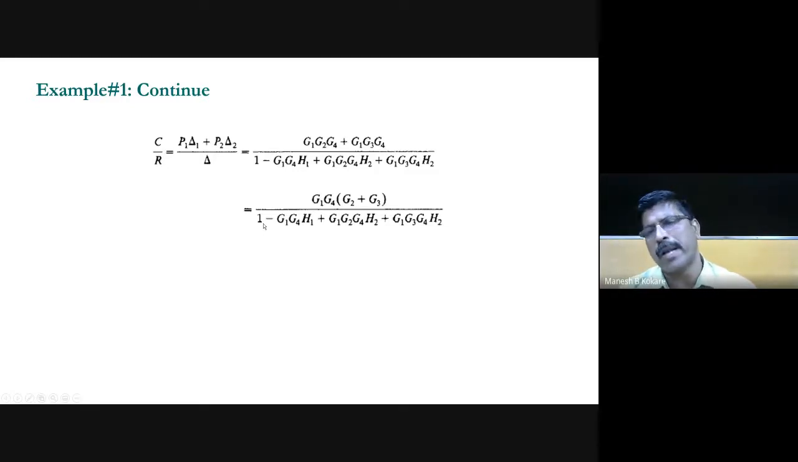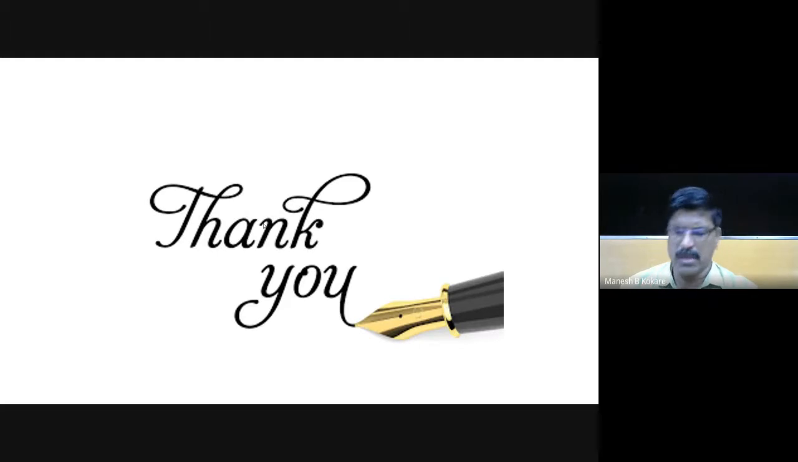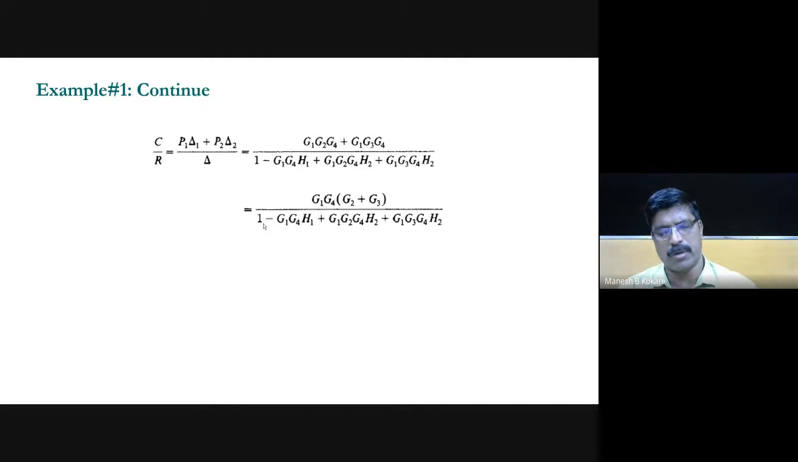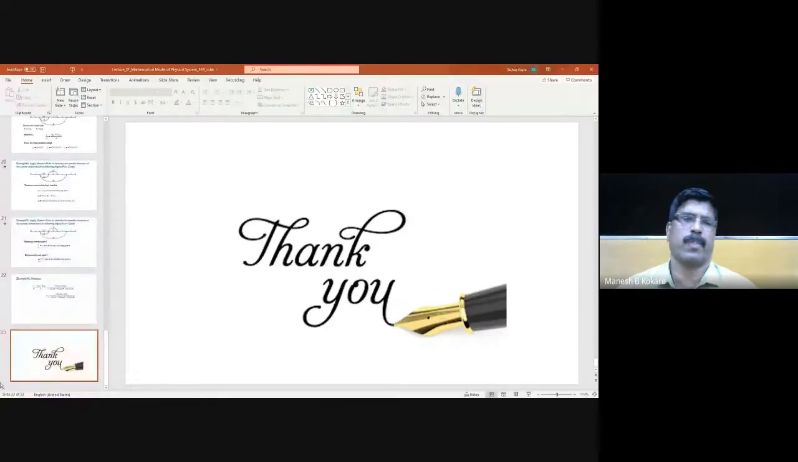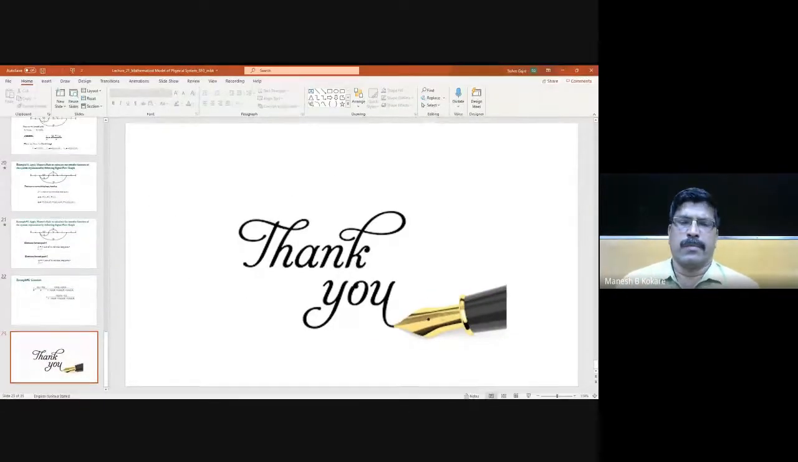So you don't have to reduce any block diagram directly. By using Mason's formula, you can calculate the transfer function, right? So we'll stop here. Tomorrow we'll see some complicated problems on the signal flow graph. If you have any doubt, I'll be happy to answer your doubt. So over to you. Yes, please.